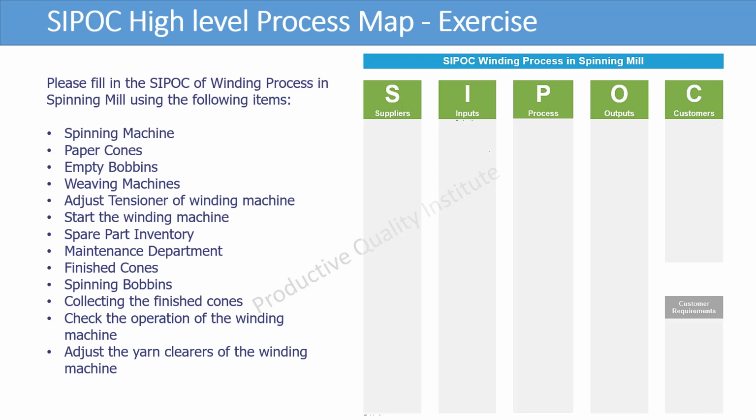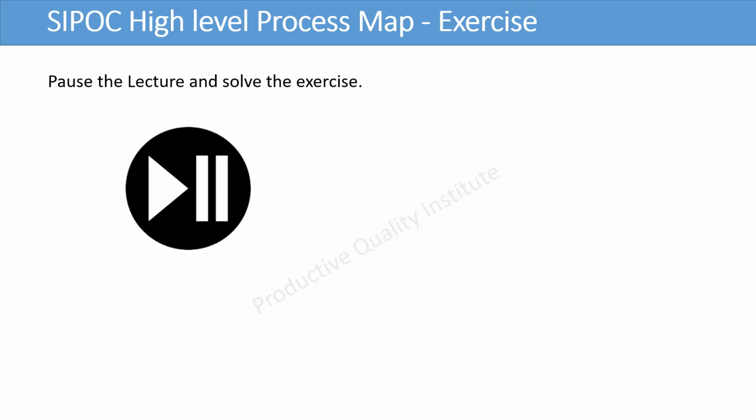Exercise for SIPOC. Please fill in the SIPOC of the winding process in a spinning mill using the following items: spinning machine, paper cones, empty bobbins, weaving machines, adjust tensioner of the winding machine, starts the machine, spare part inventory, maintenance department, finished cones, spinning bobbins, collecting the finished cones, check the operation of the winding machine, adjust the yarn clearers of the winding machine. Please pause the lecture and perform the exercise.